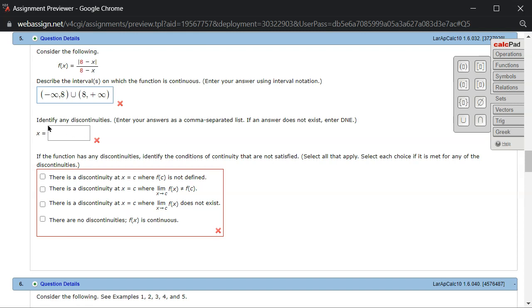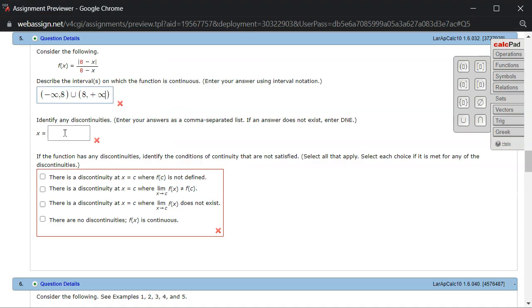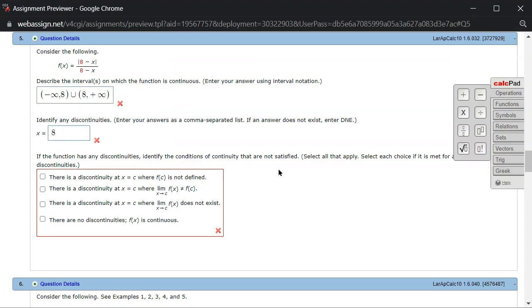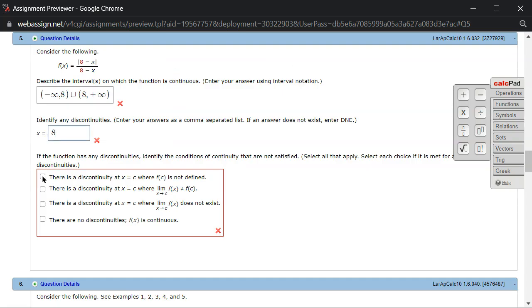All right, identify any discontinuity. As I said before, the only discontinuity is at x equals 8, so we're going to put x equals 8. Now, if the function has any discontinuities, identify the condition of continuity that is not satisfied. Let's look at it. There's a discontinuity where f of c is not defined. You can see when x equals 8, the denominator becomes 0, so the function is not defined. So for the first one, we need to check that.